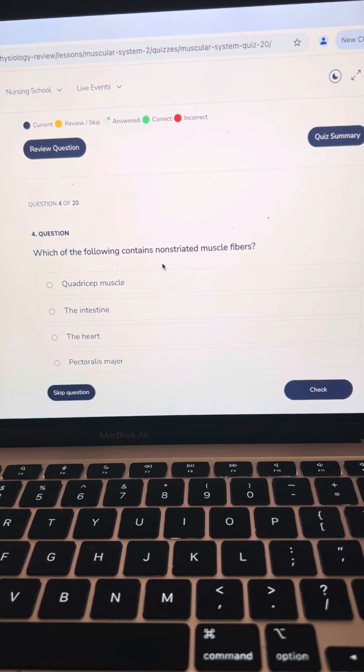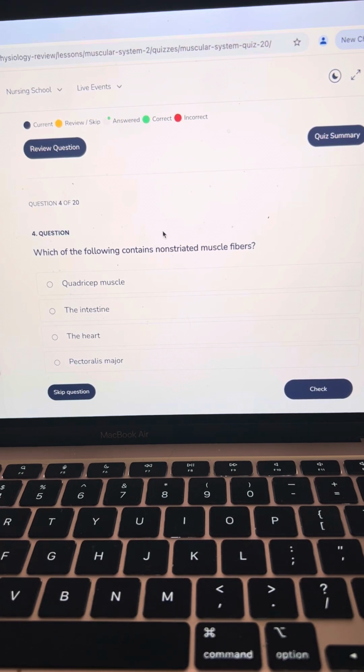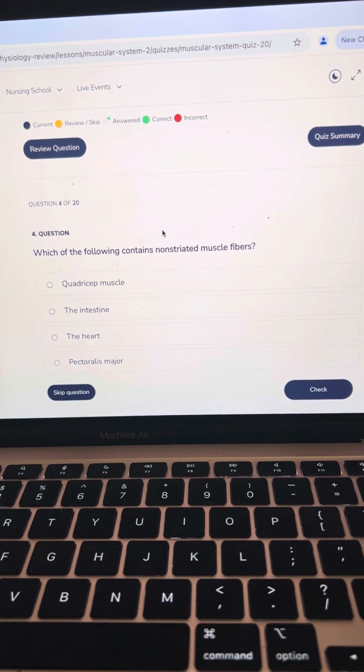Okay, which of the following contains non-striated muscle fibers? So we know the skeletal has striated and cylindrical. That's something to remember for the skeletal. Just like I told you about the heart and the intercalated discs. This one is important. Okay, non-striated muscle fibers. Is it going to be the quadricep muscle, the intestine, the heart, or the pectoralis major, right?